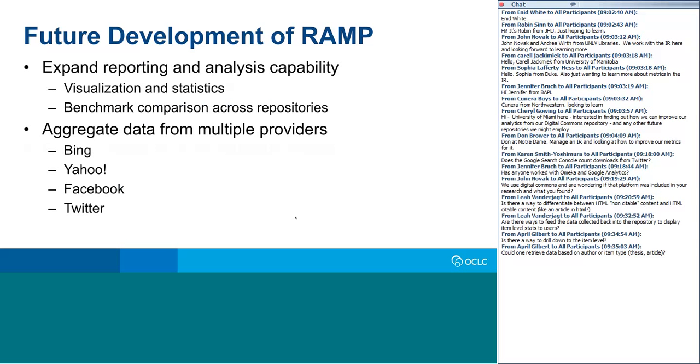We talked about how there were some gaps in the method that we've developed, and so there's some more development that we want to do of RAMP. We want to expand the reporting and analysis capability, and add more visualization and statistics features. We also want to be able to capture data from those non-Google providers. Even though we know already that it's not going to be a whole lot more information or a whole lot more citable content downloads, we still want to make sure that we close that gap and capture data from Bing, Yahoo, Facebook, Twitter, and whatever other social media platforms we can.